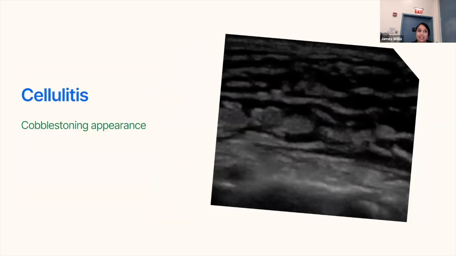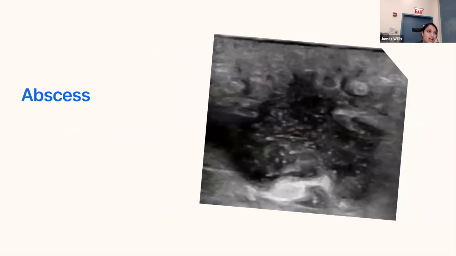So cellulitis, again, I think obviously we've seen it before. You see cobblestoning, you have hypoechoic fluid between echogenic fat lobules. There's no discrete fluid collection, and mild fascial thickening is possible. But it's really important to remember that this can be present in lymphedema as well as pitting edema secondary to heart failure. And then with an abscess, you would see an anechoic and hypoechoic fluid collection with irregular borders, posterior acoustic enhancement, and it may contain swirling debris.